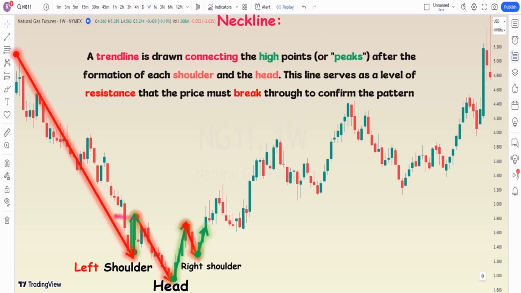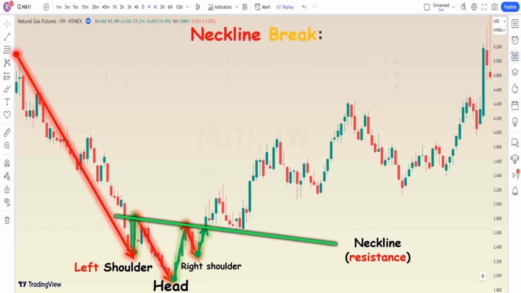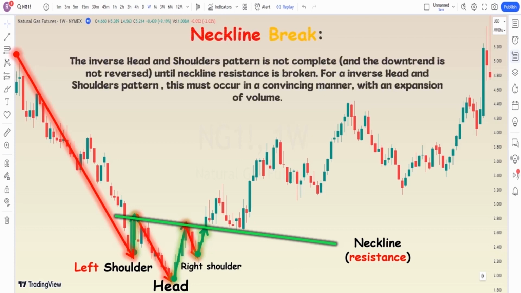Neckline. A trend line is drawn connecting the high points, or peaks, after the formation of each shoulder and the head. This line serves as a level of resistance that the price must break through to confirm the pattern. Neckline break. The inverse head and shoulders pattern is not complete, and the downtrend is not reversed, until neckline resistance is broken. This must occur in a convincing manner, with an expansion of volume.